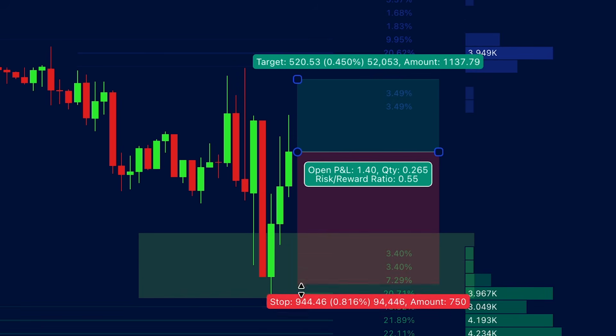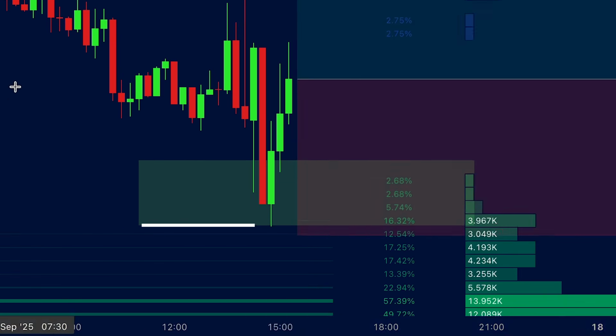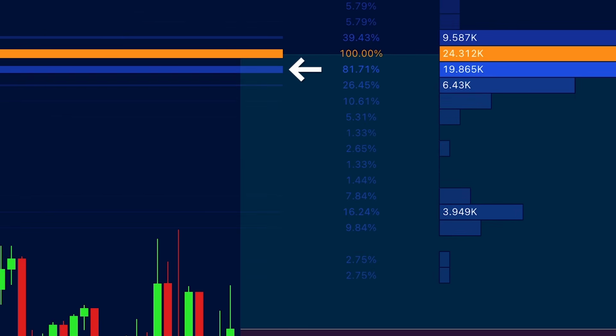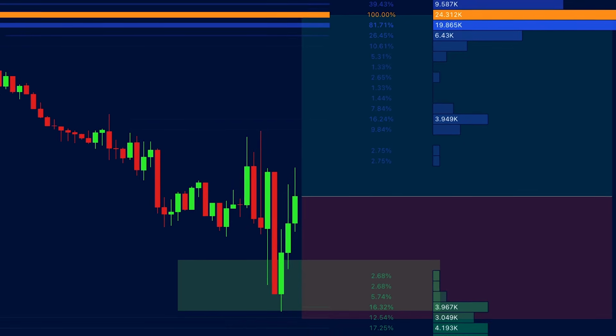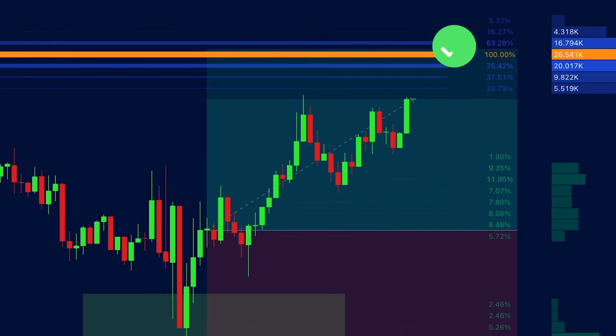Enter long on the close of the first strong bullish candle after the sweep. Place your stop loss below the sweep zone. For targets, look at the opposite side of the heat map. If there's blue liquidity above with an orange POC, that's your target. Smart money just hunted longs. Now they're going to hunt shorts on the other side. The histogram on the right helps you gauge which side has more total liquidity.